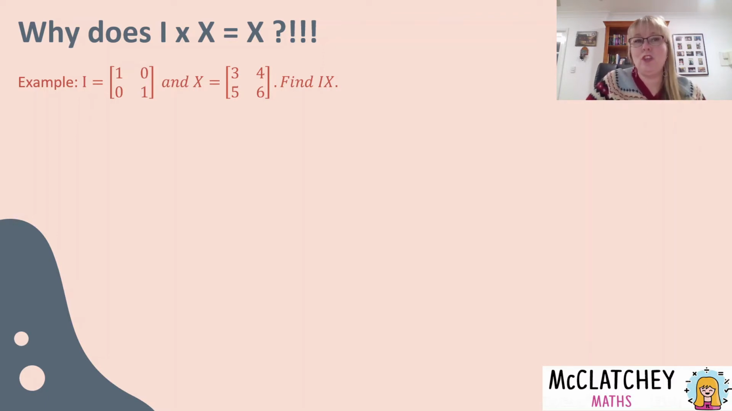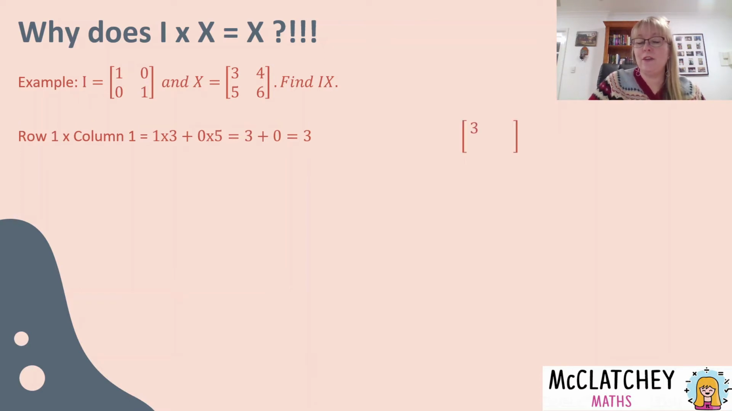I'm going to prove it to you now with two matrices. I've got an identity matrix, I, and a random matrix, 3, 4, 5, 6. This is our first worked example. I'm going to show you that when we multiply a matrix by an identity matrix, we end up with the original matrix. So let's do it. Step 1, when we do matrix products, is row 1 multiplied by column 1. So 1 times 3 plus 0 times 5 gives me 3 plus 0 equals 3.